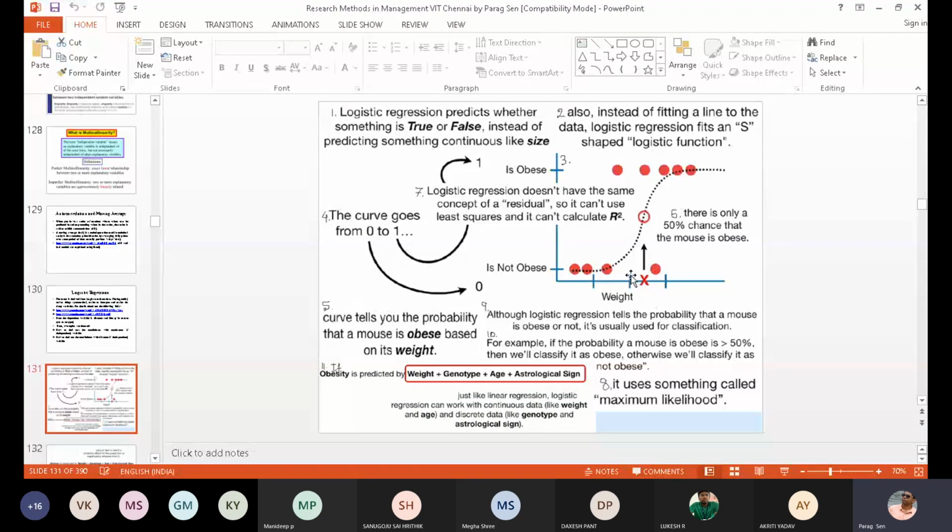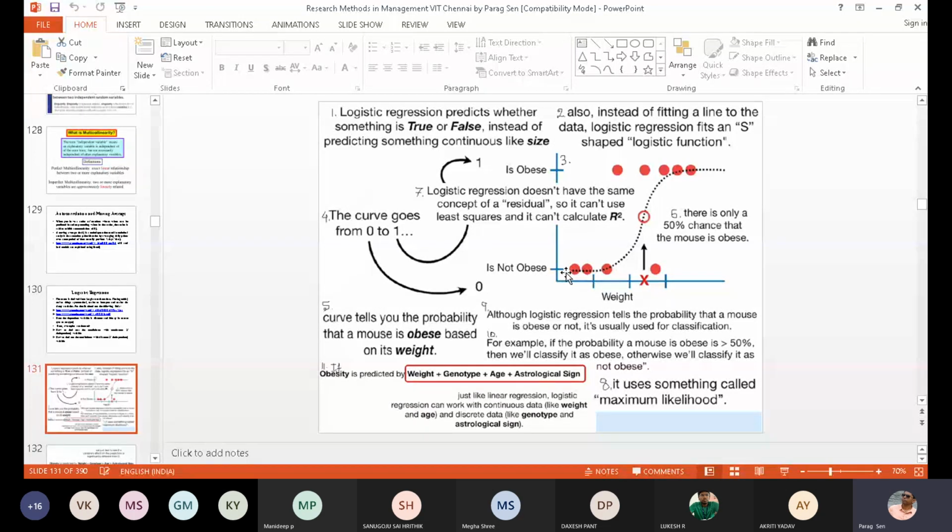Okay. So that is represented, and along the y-axis, there are only two outcomes: the mouse is obese or the mouse is not obese. Obesity is a disease which is related to weight. From the data you can easily understand that the mice that have more weight have a higher tendency to be obese, and the mice that have lower weight have less tendency to be obese.